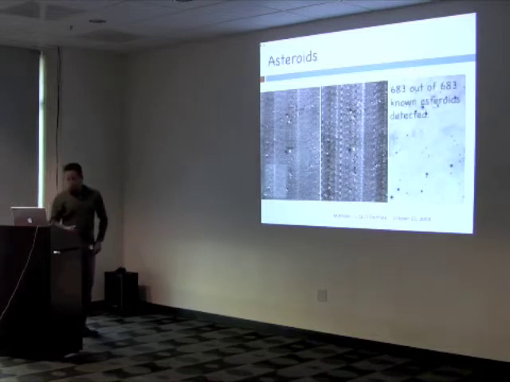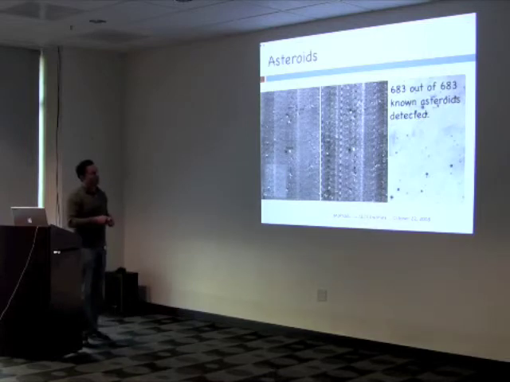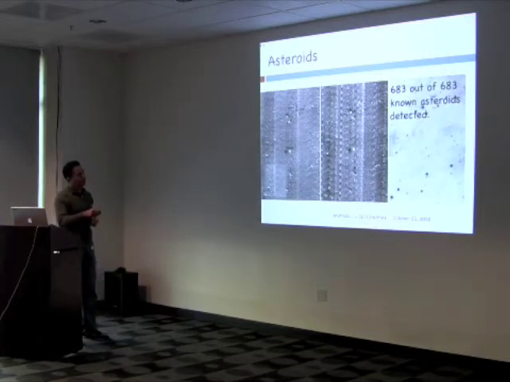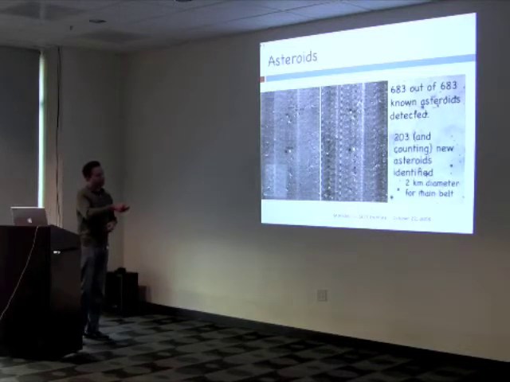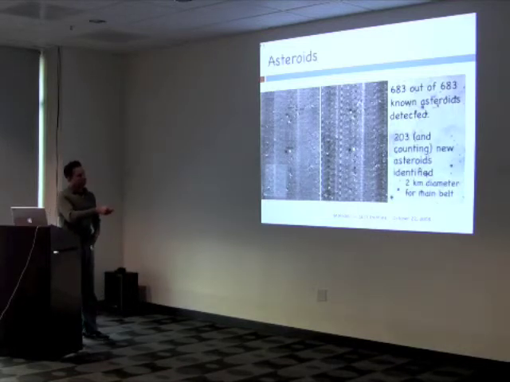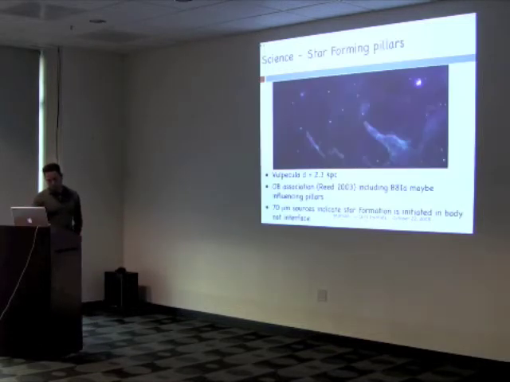Now, for the time when we were observing, the known asteroids were 683. We used this method to detect all the 683 asteroids. These were known asteroids. But then Erin started finding new asteroids, and at present we have a count of something like 203 new asteroids, and she's still working on some of the data. So this is going to increase. Most of these are main belt asteroids.